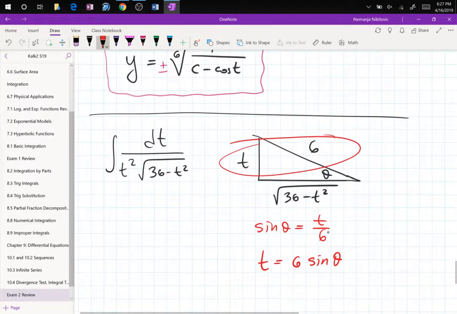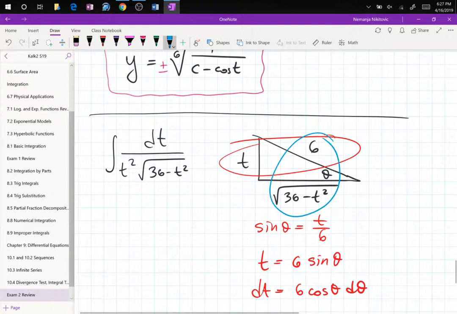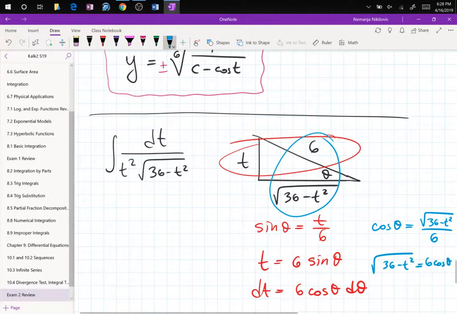And finally dt immediately is 6 cosine theta d theta. The blue equation is going to be the cosine theta, which is the square root over 6, so that's 36 minus t squared. So the square root of 36 minus t squared is equal to 6 cosine theta. So now plug everything in.